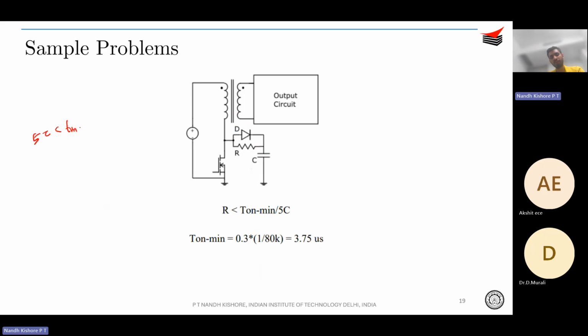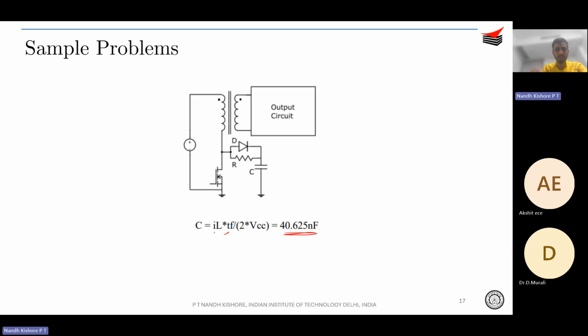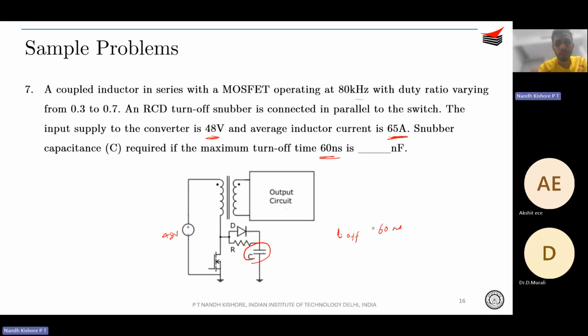So you can understand by substituting over here that T on minimal would be something like this, right? That is 0.3 into 1 by 80k. Why is it 0.3 into 1 by 80k? So your T on minimal is computed by your duty ratio. So duty is varying from 0.3 to 0.7. And you're operating at 80 kilohertz. Fs is equal to 80k.